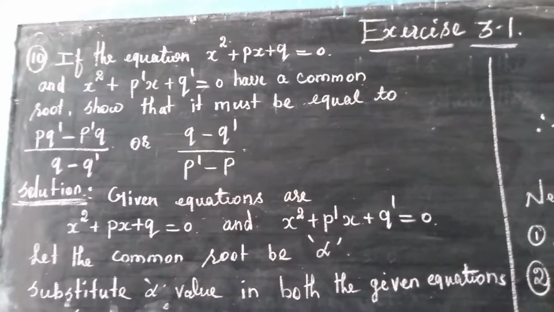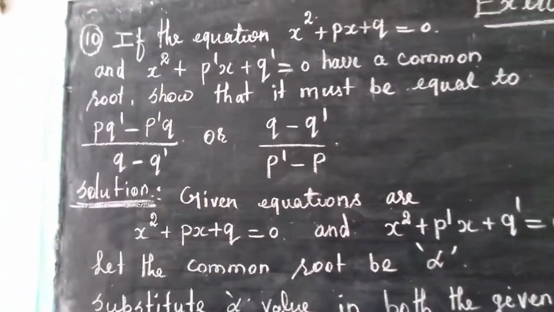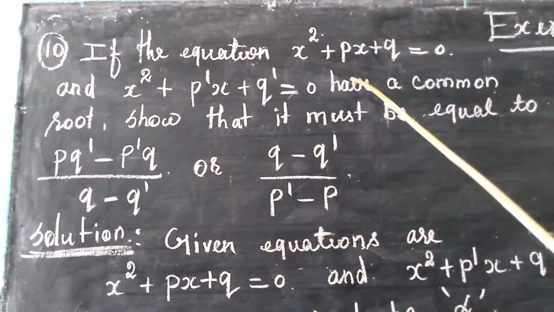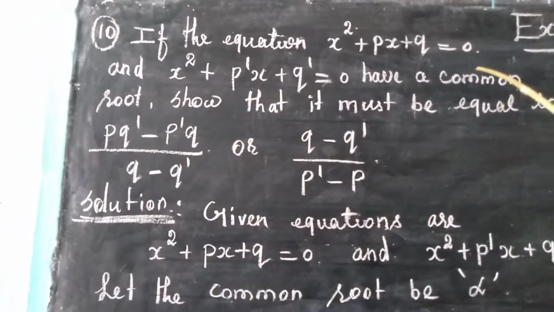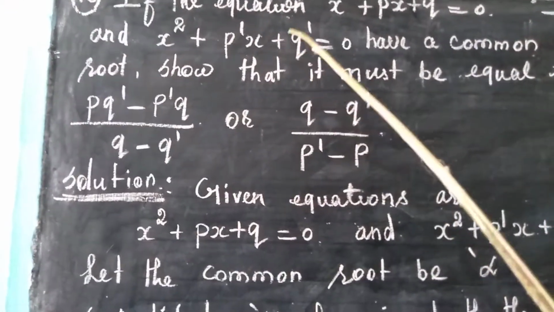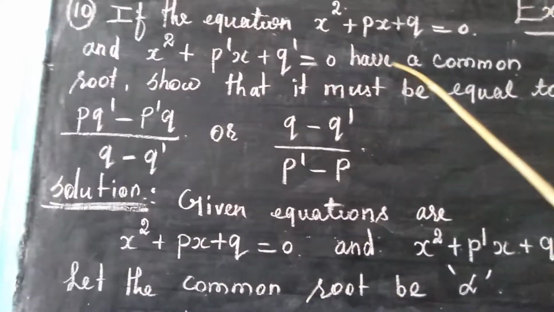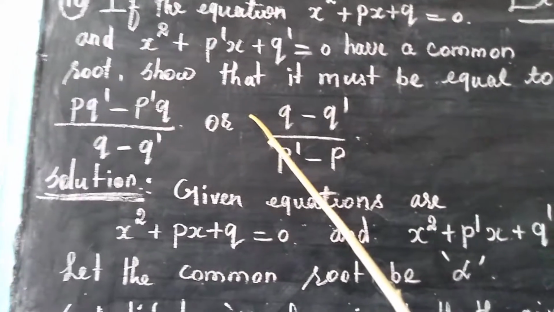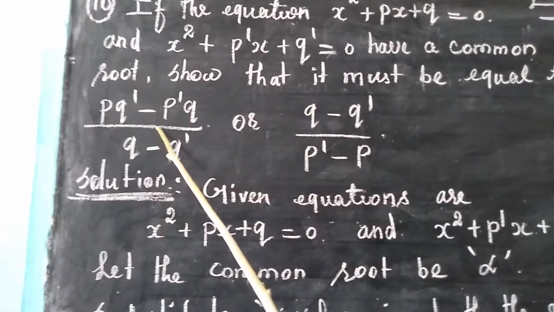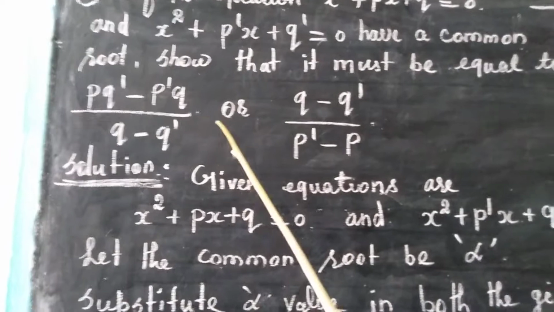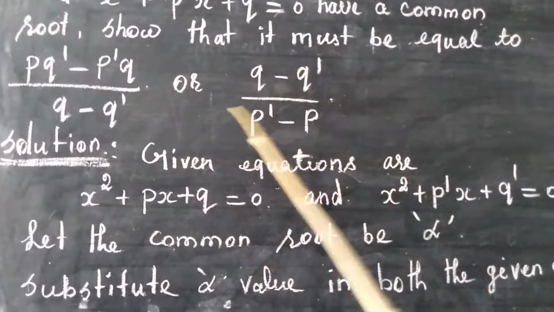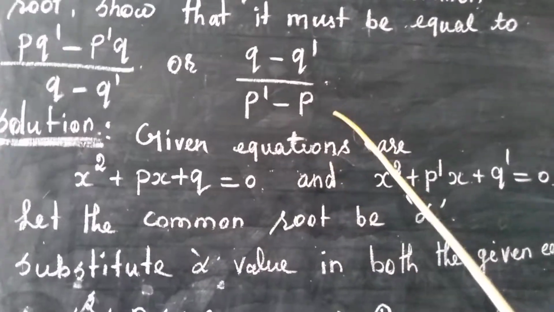Now we are going to learn exercise 3.1 question number 10. If the equations x² + px + q = 0 and x² + p'x + q' = 0 have a common root, show that it must be equal to (pq' − p'q)/(q − q') or (q − q')/(p' − p).